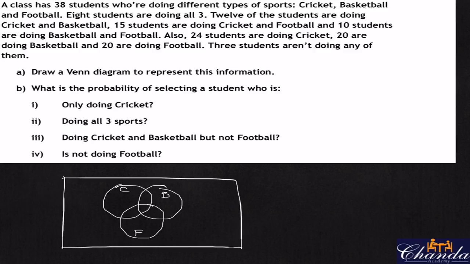Okay, so now let's start using some of the information that's been given to us. The question says there are 38 students all up. 8 students are doing all 3. So that's the very first thing we should fill in, because that is the intersection right there. So 8 students are doing all 3 sports.